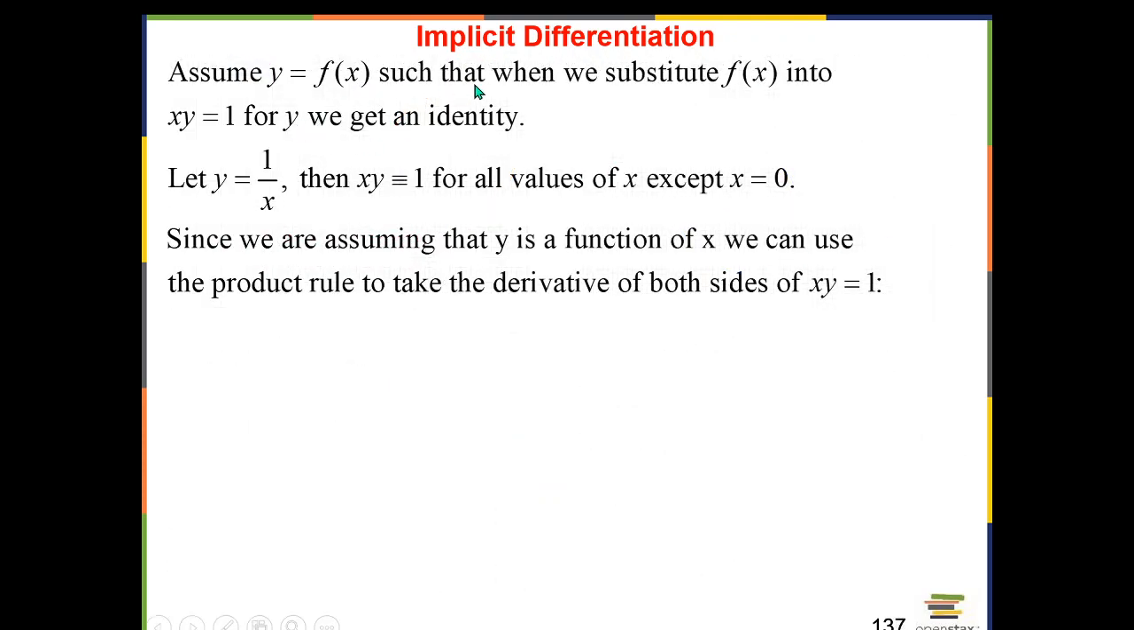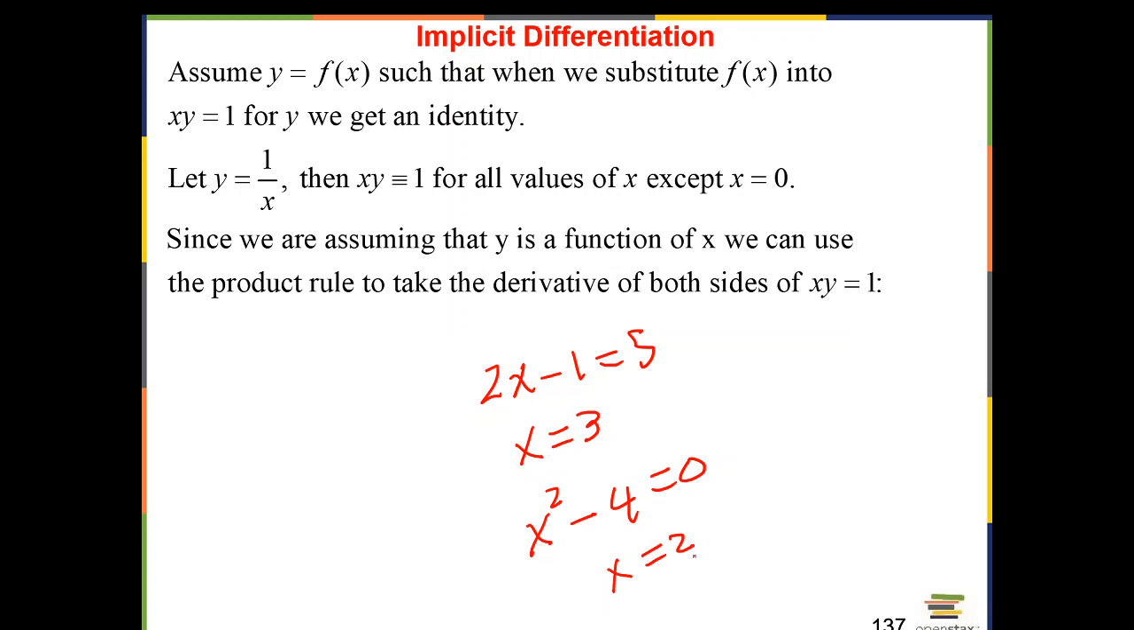assume y equals f of x such that when we substitute f of x into xy equals 1 for y, we get an identity. Now there is a difference between an identity and an equation, right? For example, when we write 2x minus 1 equals 5, this is an equation and it's true for x equals what? 3, right? If we write an equation like this, x squared minus 4 equals 0, this equation is true for two numbers, x equal to 2 and x equal to -2, right?